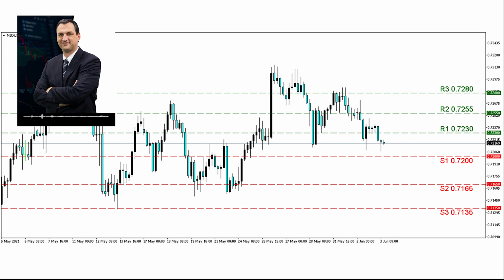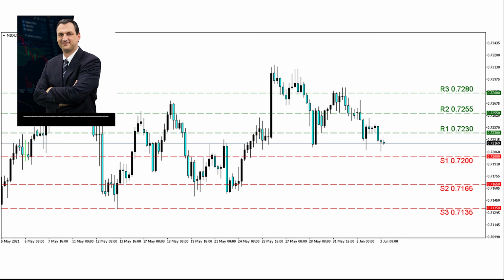Since the 26th of May, when the pair rose substantially and broke above our R3 0.7280 line, the direction formed thereafter has been a gradual descent, dropping lower to the current R2 0.7255 and even lower to the R1 0.7230 hurdle, where at the moment the currency pair is trading below.